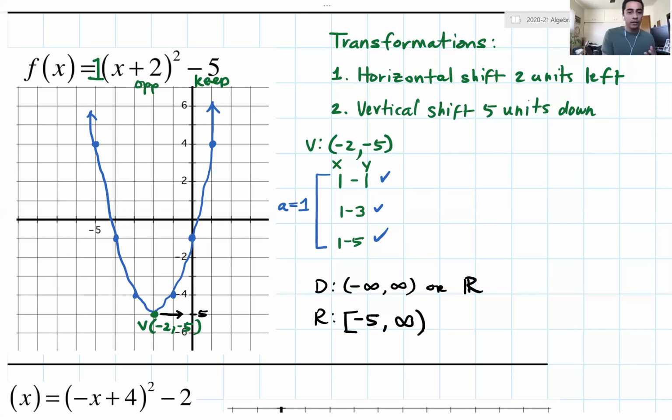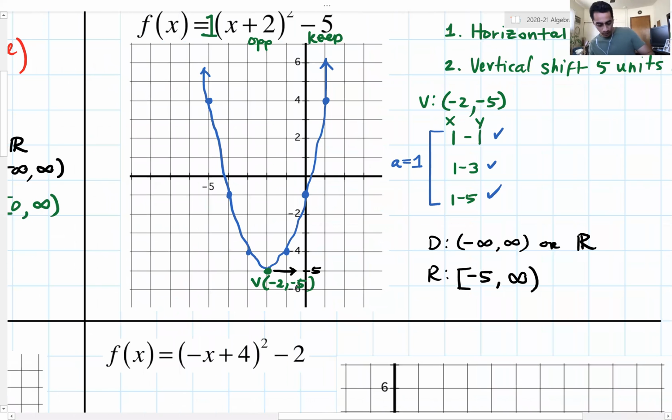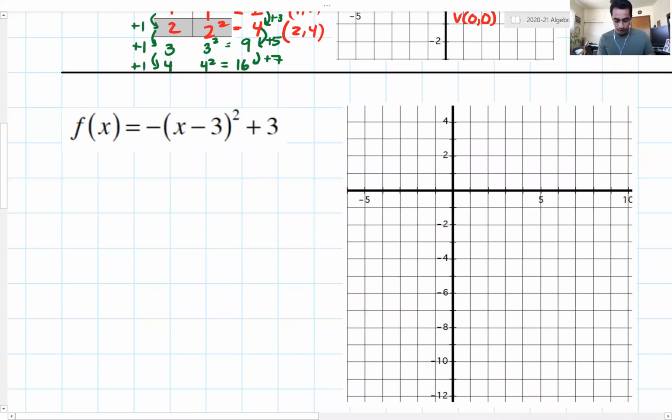Okay, so there are the three parts of being able to do this, right? You have your transformations, you plot your graph quickly using your pattern, and then you find domain and range. Okay, any questions so far? Okay, I think we're good. All right, let's talk about another little example here.